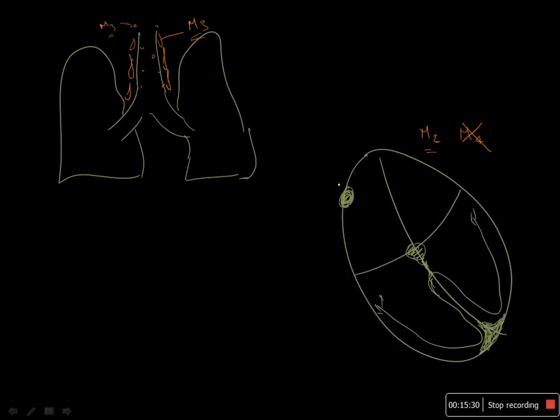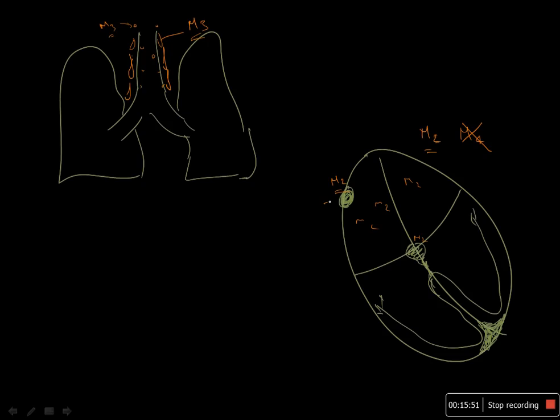So that M2 is found in the SA node or AV node or in the atria, right? Less amount of muscarinic innervation, muscarinic receptors are found in the ventricles; more are found in the atria and SA node and AV node.